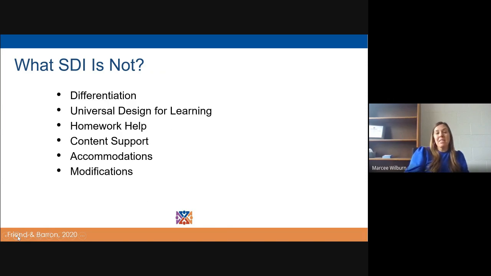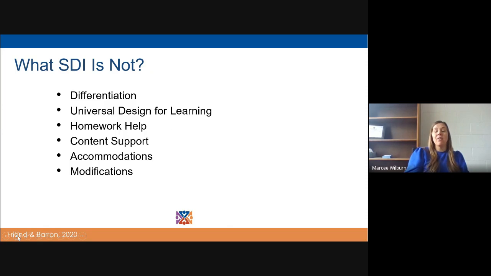It's not something that is taking place in Tier 1 for all students necessarily. We're looking at differentiation, universal design for learning. Those are things that we're doing for all students within the classroom, and we want our students absolutely to participate in all of those things as well. But SDI is something that is specially designed for that student's needs, and we're providing that support for that student. It's not homework help. It's not looking specifically at what was done in the class that day and just repeating it. It's not that content support.